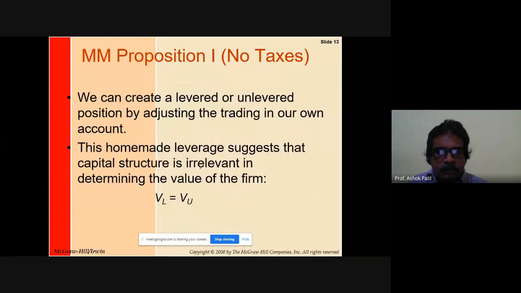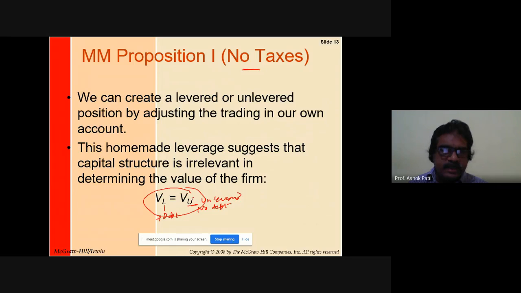Okay, so in a no tax environment, value of levered, this is levered. If you take the debt, and if we don't have the debt, no debt, that is unlevered. So U is for unlevered, so you don't take any leverage. So if there are no taxes, there is no difference between the values, right? That's what he was saying. So capital structure is irrelevant when there are no taxes.